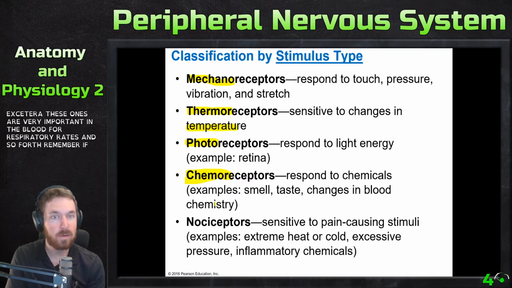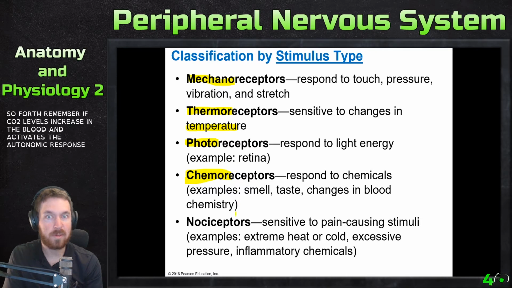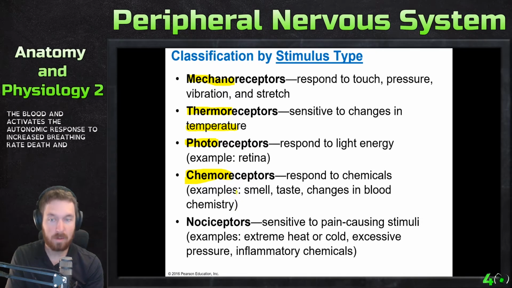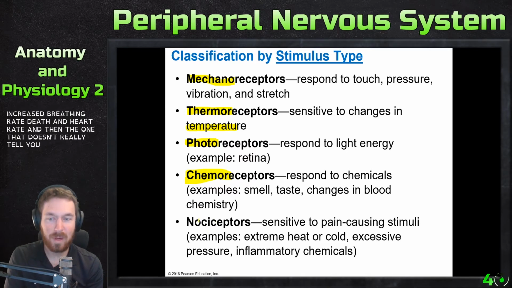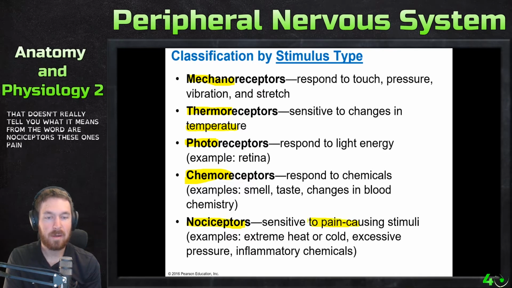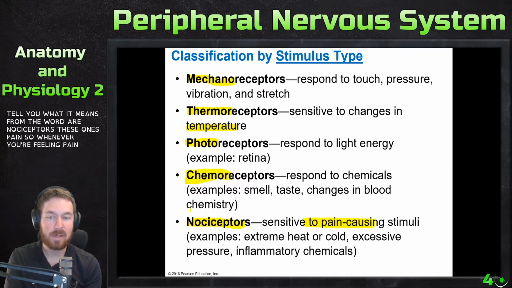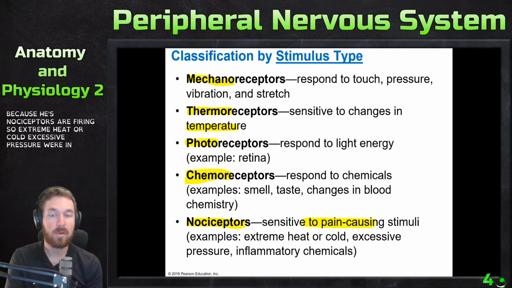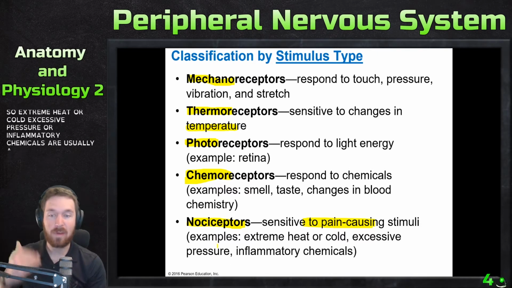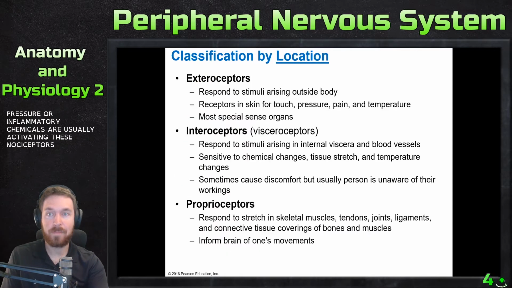Remember, if CO2 levels increase in the blood, it activates the autonomic response to increase breathing rate, depth, and heart rate. And then the one that doesn't really tell you what it means from the word are nociceptors. These ones, pain. Whenever you're feeling pain, it's because these nociceptors are firing. Extreme heat or cold, excessive pressure, or inflammatory chemicals are usually activating these nociceptors.